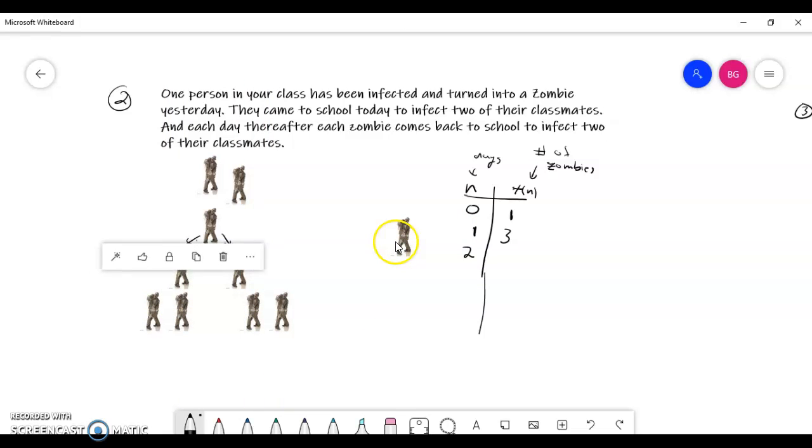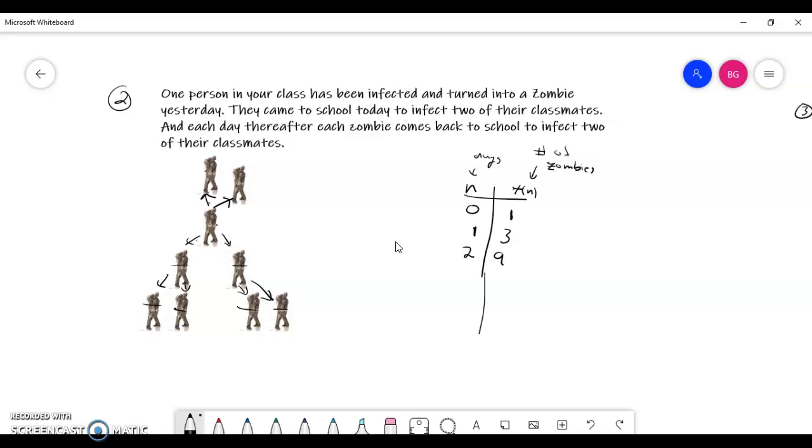Okay, so now that we have that done, we can see on day 2, they've each infected 2 there, 2 there, and he went and infected 2 more again. So think on day 2, how many zombies do we have? Well, we have 1, 2, 3, 4, 5, 6, 7, 8, 9. Now, we can continue to do this again, okay?